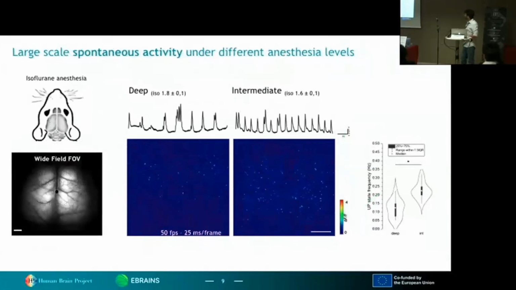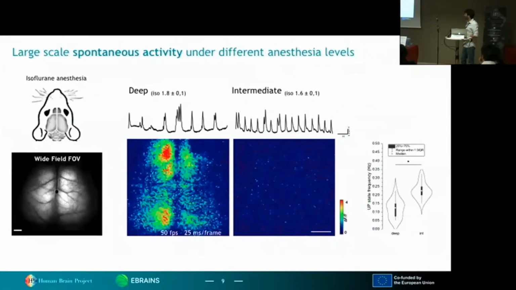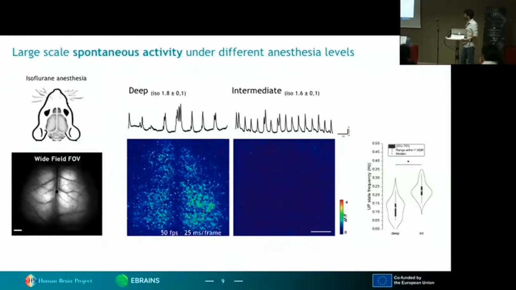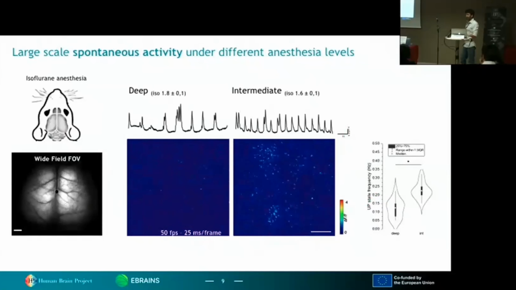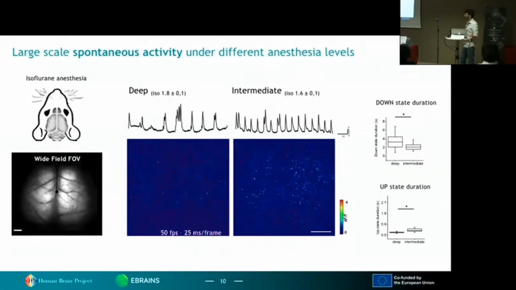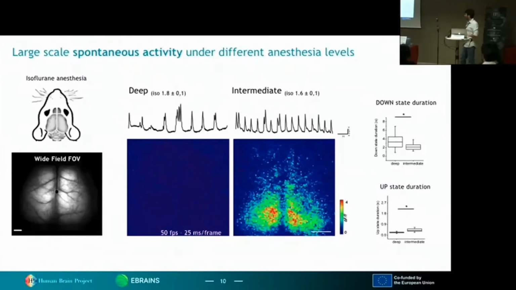And now moving to the results, first of all, we characterize these two states of anesthesia, controlling the isoflurane doses. And as you can see from the movies, during the intermediate state of anesthesia, we saw a significant increase of the frequency of the upstate, and accordingly, the upstate duration also is increased, and the downstate duration decreased.